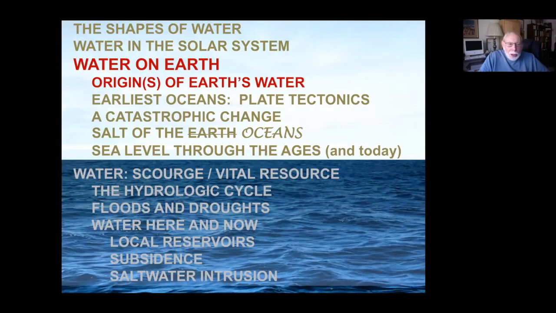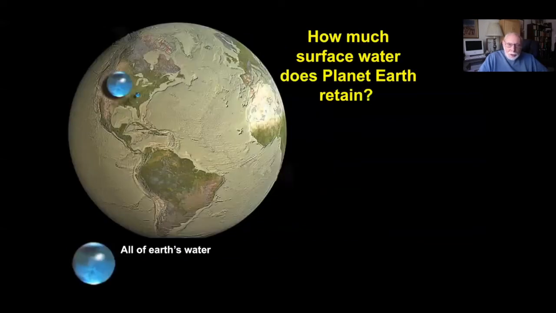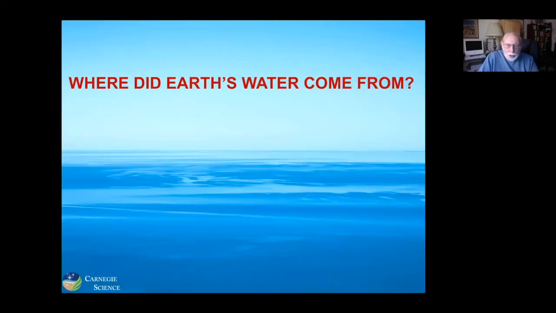So where did the water on the Earth come from? You'll notice I say origins because there may have been any number of ways that Earth got its water. It is a water planet. We have lots of surface water, but if you look at the actual volume of water that we have compared to the size of the Earth, it's not all that big. It's just spread around on the surface. So where did this water come from? This is a question that is still being debated.